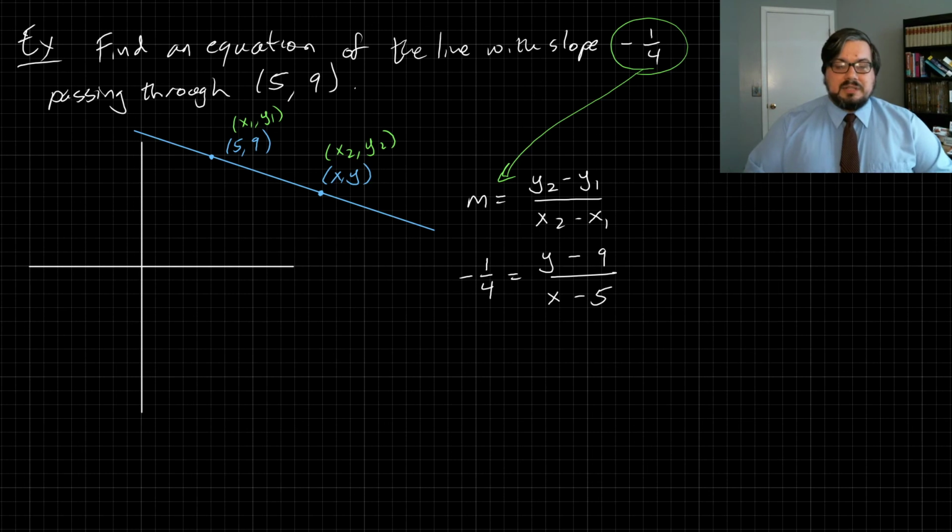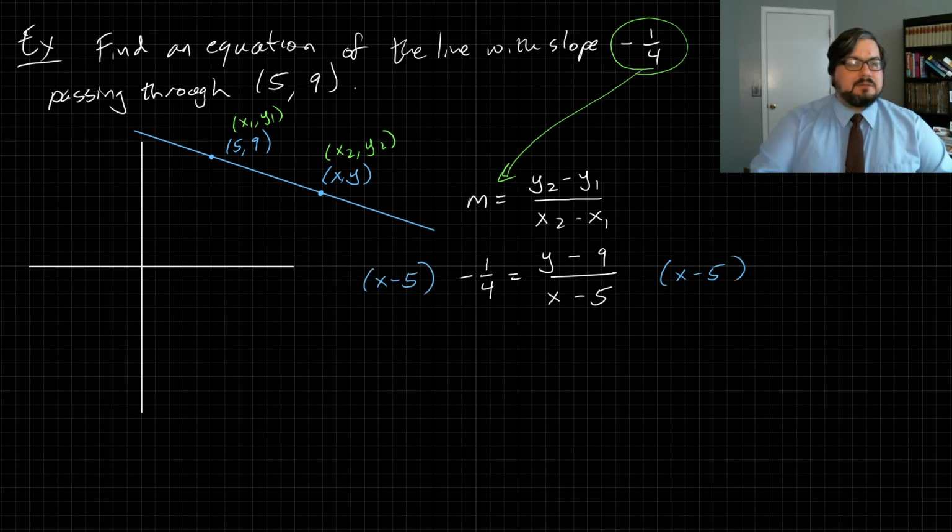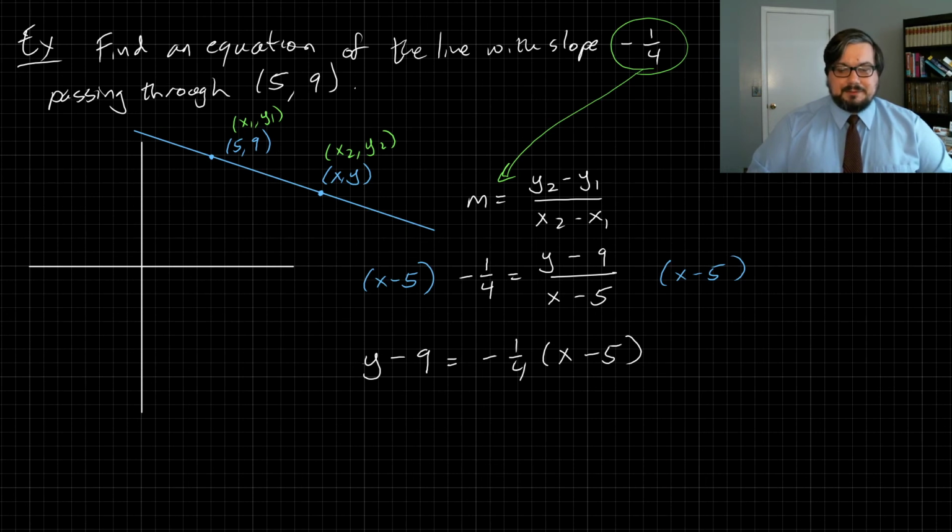Now what I want to do here is multiply both sides of this equation by x minus 5. I'm also going to switch it around so that I've got the y expression over here on the left. y minus 9 is equal to negative 1/4 times x minus 5. And this is another form of the equation of the line. This is what we're going to call point-slope form.